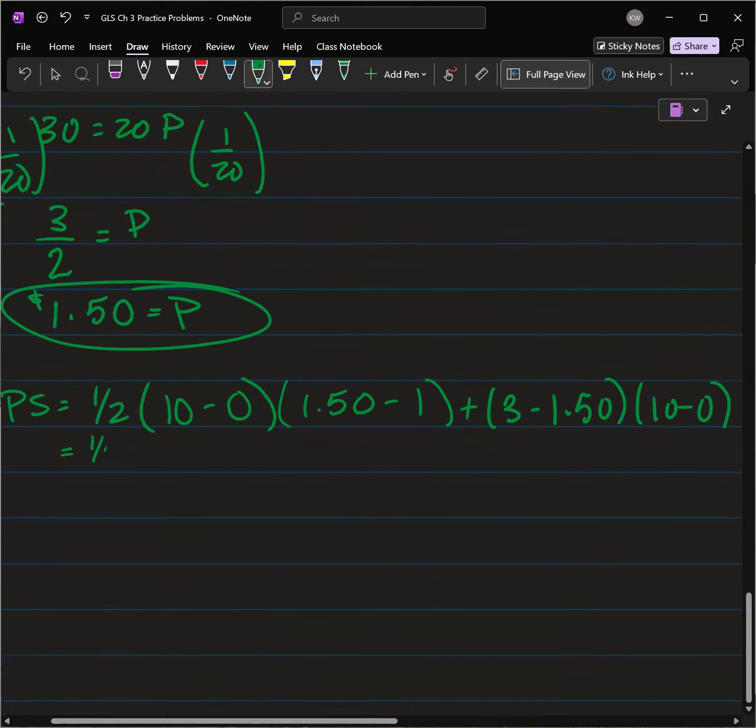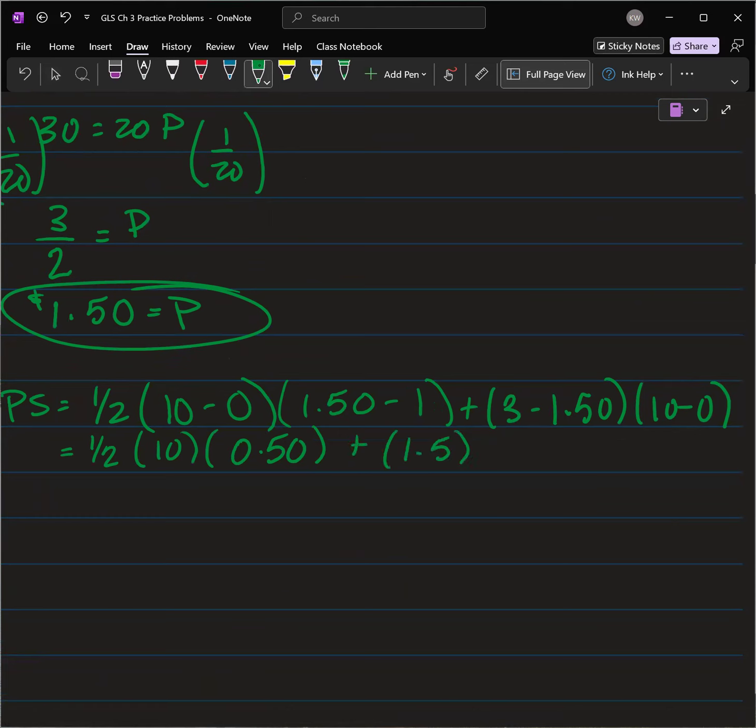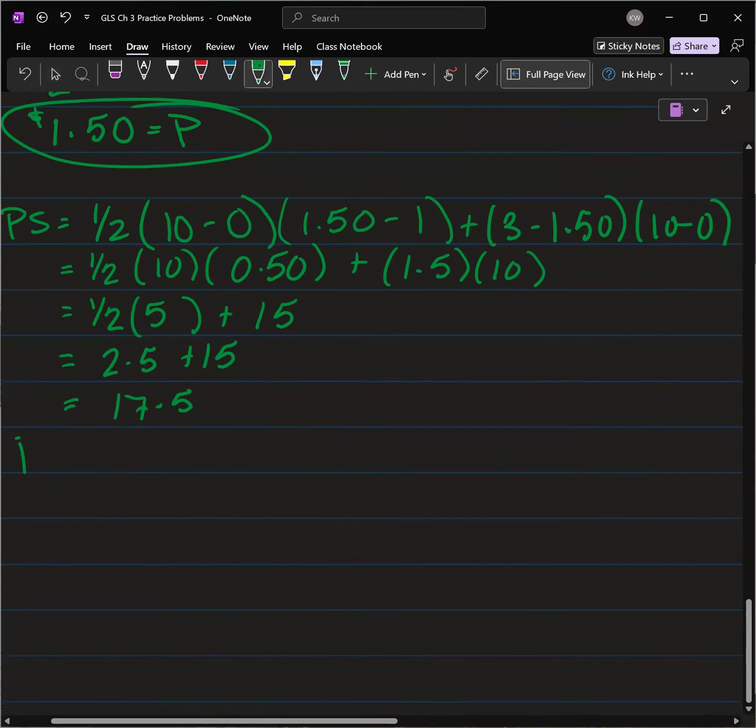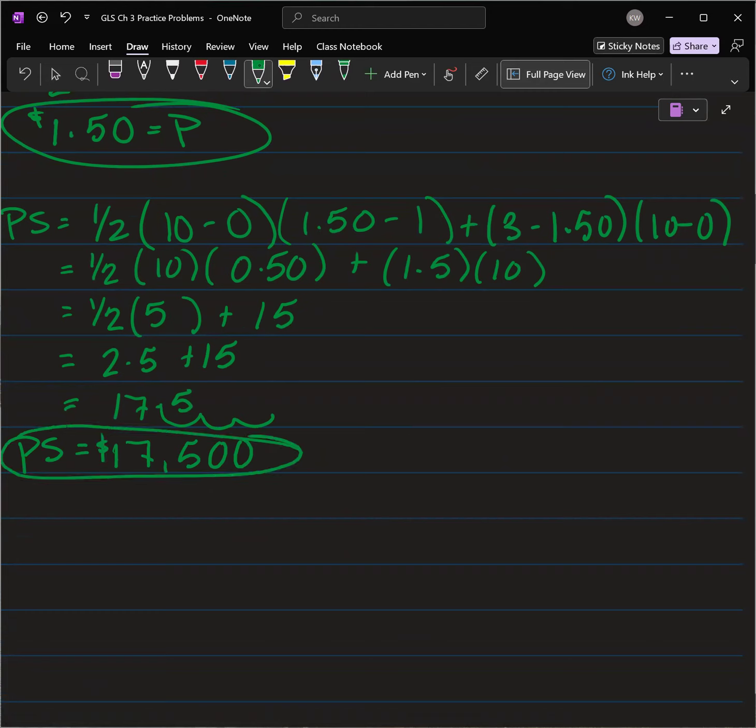Okay, and from here we'll just simplify. So producer surplus is equal to 1/2 times 10 times 0.5 plus 1.5 times 10. So that gives us 1/2 times 5 plus 15. So 1/2 times 5 is going to give us 2.5 plus 15. So that equals 17.5. And then remember that quantity is measured in thousands, so we're going to multiply this 17.5 times 1,000. That gives us 17,500 for our producer surplus.